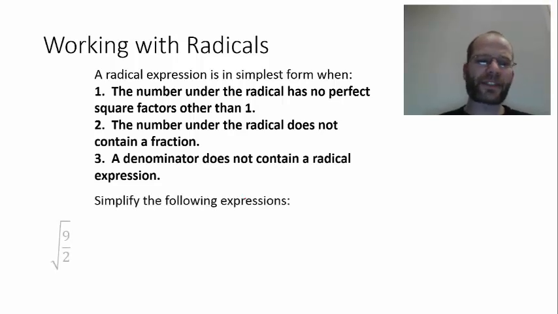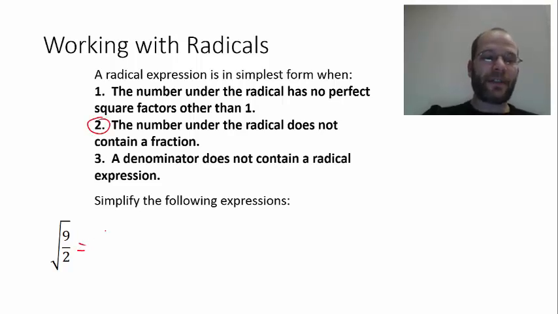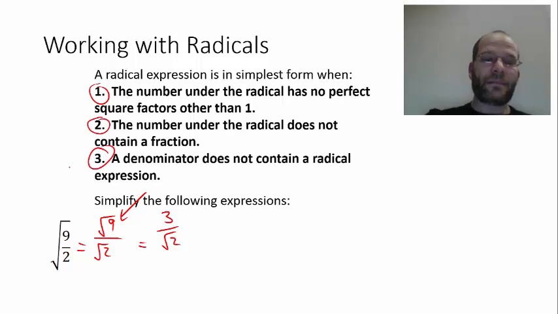Simplify the following expressions. Square root of 9 over 2. The first thing we need to do is deal with the category 2 problem, and we do that by rewriting the radical as the square root of 9 divided by the square root of 2. Pretty straightforward. You can see we have a category 1 problem right here because the radicand in the numerator contains a perfect square. So that becomes 3 over the square root of 2. And we still have a category 3 problem because we have a radical in the denominator. How do we fix that?